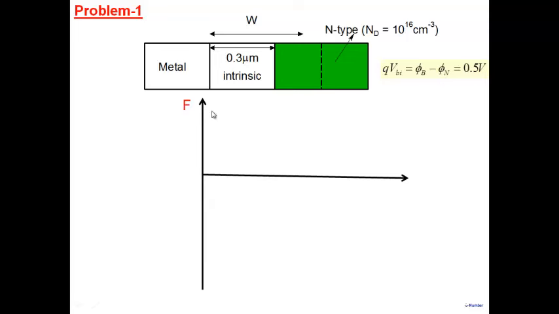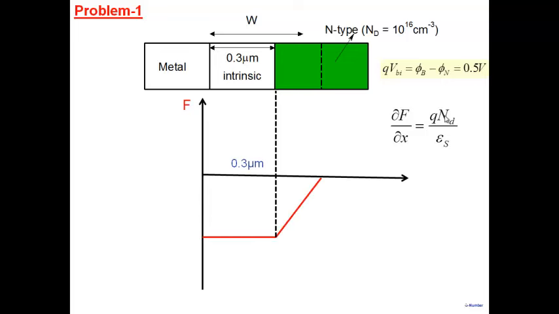Because it's intrinsic, we assume that the charges here are negligible. Any electrons and holes, mobile carriers in a depletion approximation, are neglected. So mobile carriers are not there, and there's no background doping. So del F by del X is zero here. So that gives us a constant part here, right? Constant part here. This region is a normal N-type region, so del F by del X is Q N_D by epsilon_s. So it's going to go like this, right?